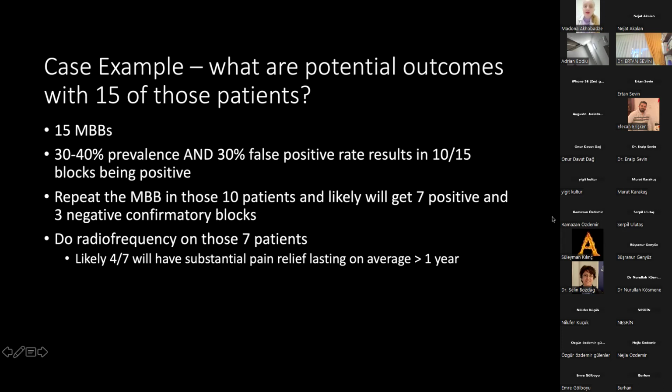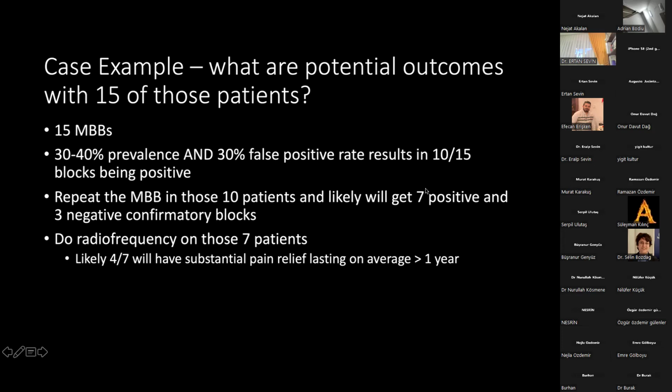And if you do that, probably 7 of the 10 will have a positive second block, and 3 will have a negative block. And then if you do the procedure properly, on those 7 patients, you'll probably fix 4 of them, where they have substantial or complete relief of pain on average for over a year. So the take-home point here is for those 15 patients, I'm going to cure 4 of them, but you shouldn't look at that patient and say, I have a good treatment for you, because in 11 of those 15 patients, ablation is not going to be the appropriate treatment.